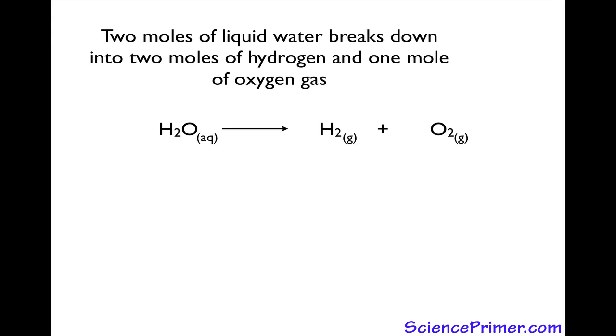In order to balance this equation, the way it's drawn right now, we have too many oxygen molecules, so we need more water. So 2 moles of liquid water break down into 2 moles of hydrogen and 1 mole of oxygen gas. Set up this way, the equation is balanced.